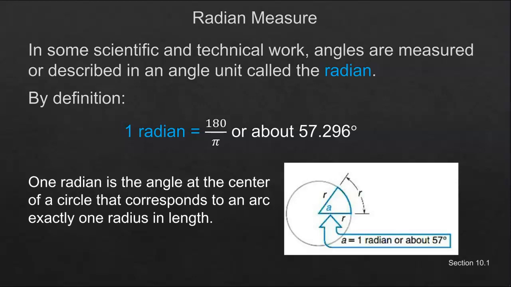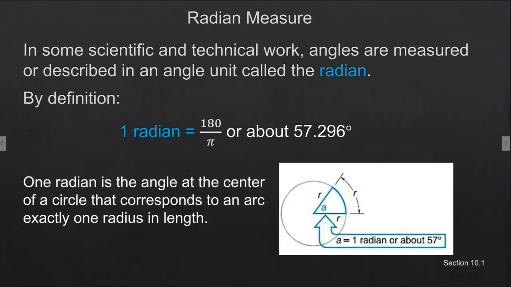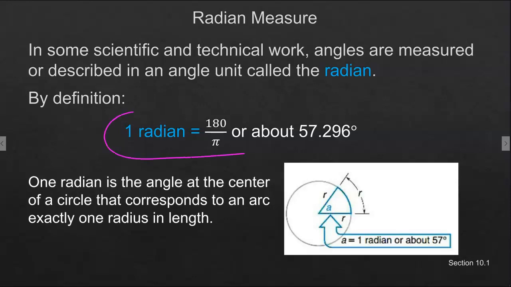And this is going to be something where you have a formula to convert from radians to degrees or degrees to radians. And so as you can see in this part right here, 1 radian is 180 divided by pi, which is about 57.296 degrees. So we usually say about 57 degrees is 1 radian.